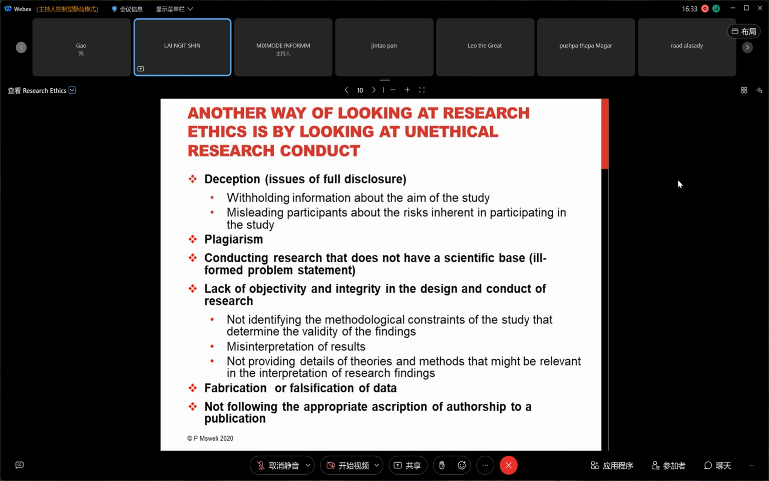So, and not following appropriate expression of authorship in the publication. I think this is where you know. After that, you will follow for the authorship.